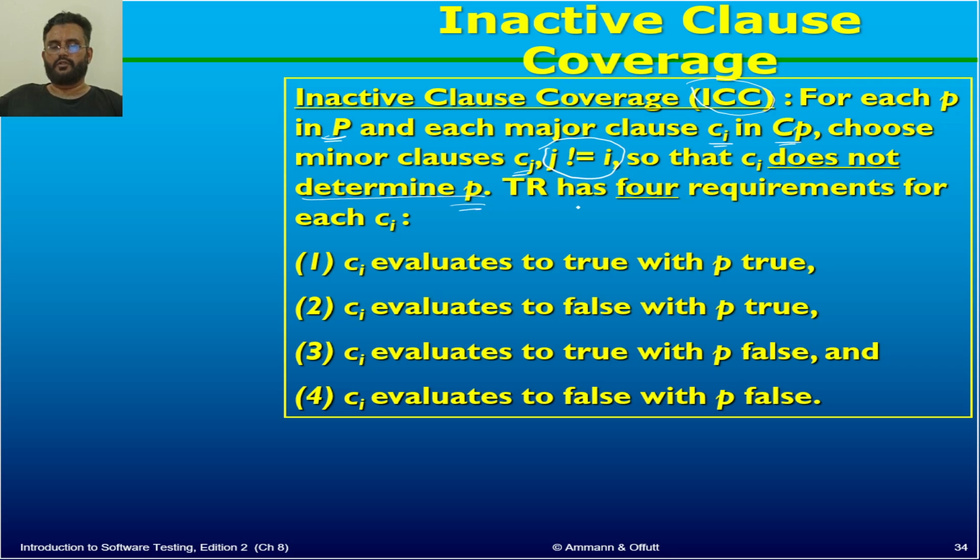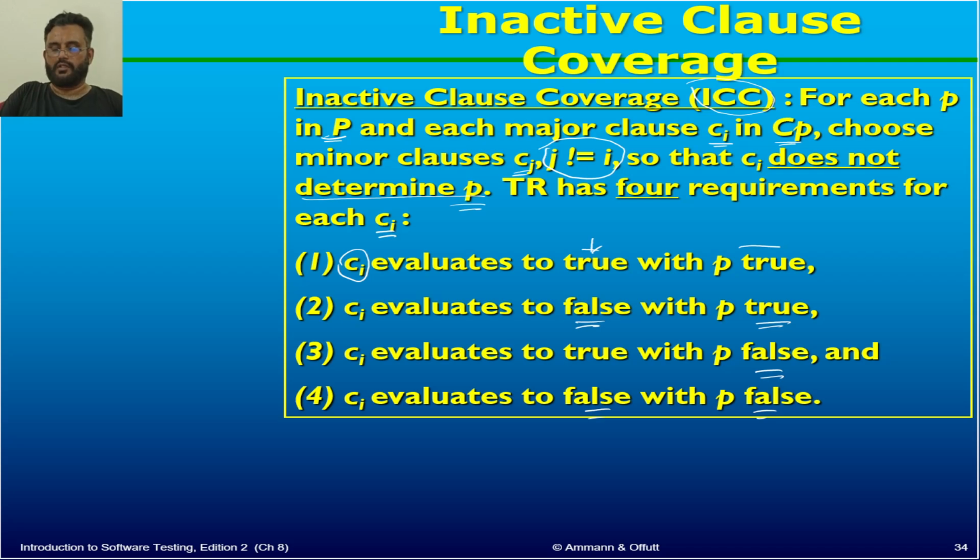And further, there are 4 requirements for each major clause. First one is Ci evaluates to true with the predicate true, then Ci evaluates to false with the predicate true, then Ci evaluates to true with the predicate false, and then Ci evaluates to false with the predicate false. So we consider both cases when the predicate is true and when the predicate is false, and for each of these scenarios we also look at the major clause, whether it's taking values from true to false or not. If these 4 possibilities happen, then we will say that the inactive clause coverage criterion has been fulfilled by that particular predicate.